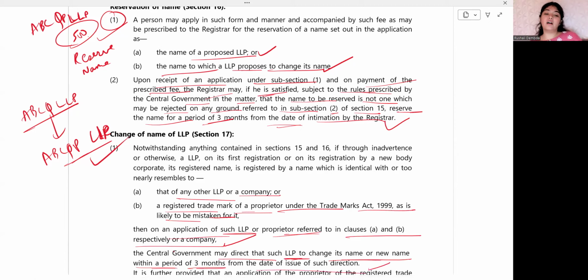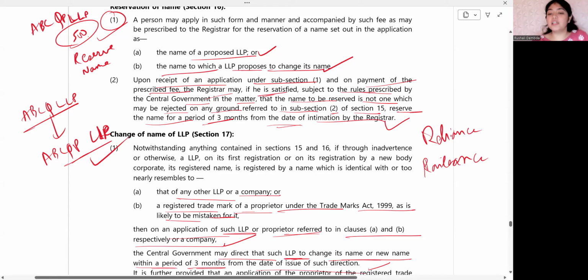Now, if the registrar feels that the name that he has given to your LLP is very common, it resembles another name. Now, I'll take an example. We have Reliance and the other is Reliance, right? Reliance and Reliance. These are very similar words. Like if you pronounce it, Reliance, Reliance, very similar words when we pronounce it.